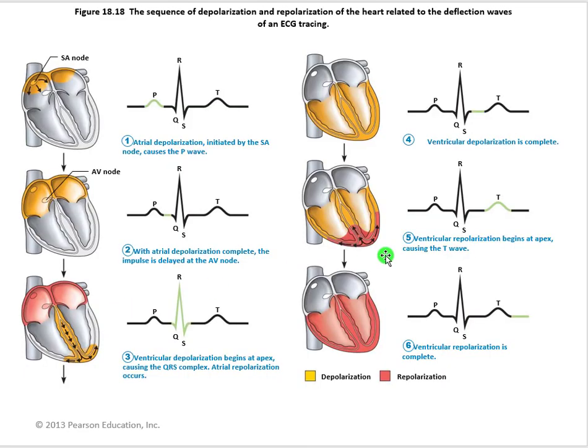So this slide is showing you again, we're starting off at the SA node, and as the atria begin to depolarize, we start to see deflection here, and that is your P wave. As we head down into the ventricles and start to depolarize the ventricles, we now start to see that QRS complex. We're starting to dip into that area here. And as the ventricles depolarize, that's where we see this completion of the QRS complex. And then we continue, ventricular depolarization is complete.